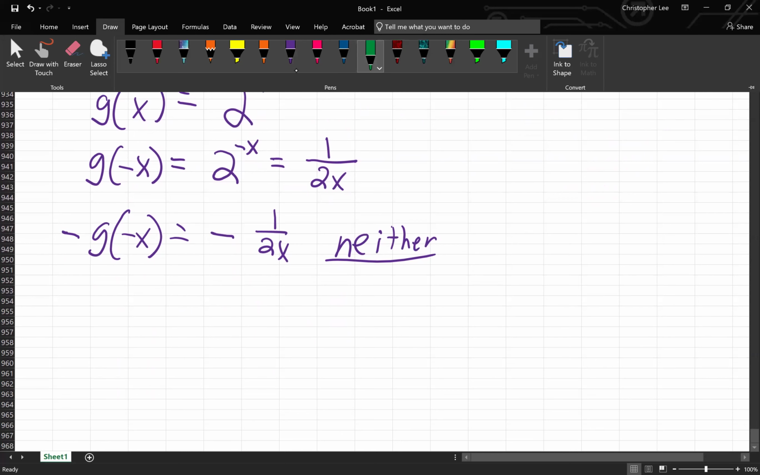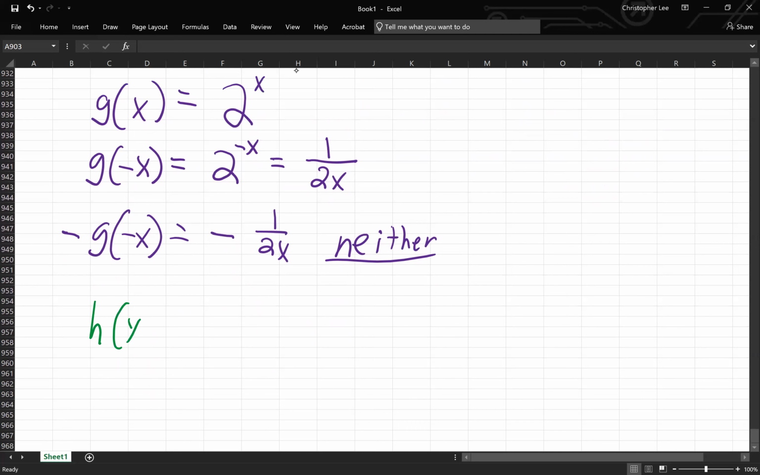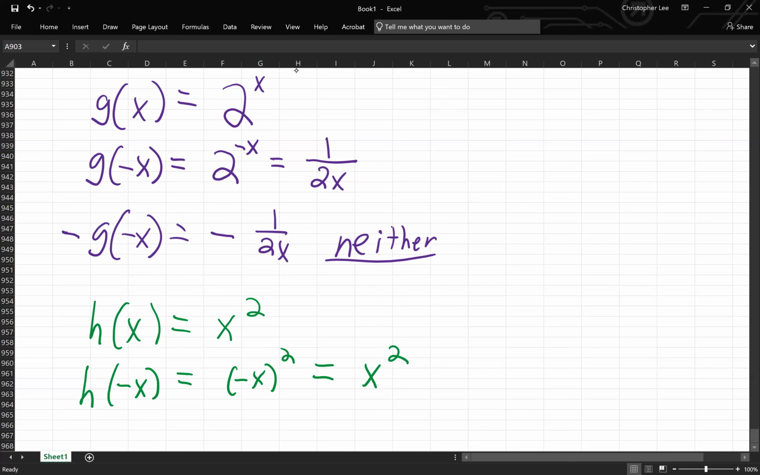Let me get another letter out of the alphabet. H. All right. So h of x, let's say, is equal to x squared, right? So then I want to check to see if it's even. So this is h of negative x. When I plug in negative x here and I square it, that comes back out to still be x squared. That's even.